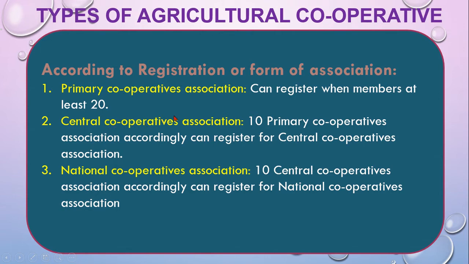Next one is the central cooperative association. In this association, 10 primary cooperative associations join together and are called a Central Cooperative Association. Next one is the National Cooperative Association, where 10 central cooperative associations join together accordingly. That is called the National Cooperative Association. This is very, very important. You have to memorize this one for CQ and MCQ as well.